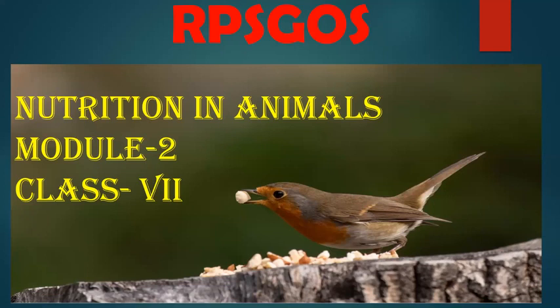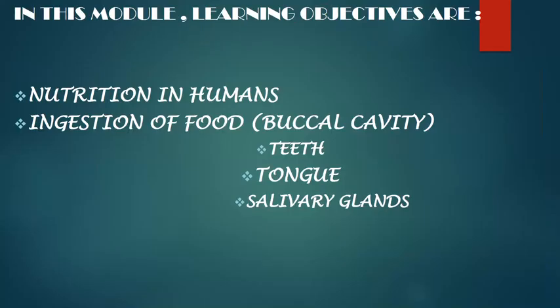Today, we will discuss Module 2 of Chapter Nutrition in Animals. Here, today's learning objectives are the first step of nutrition in animals, that is, ingestion of food, and the organs for ingesting food in humans like buccal cavity, teeth, tongue, and salivary glands.